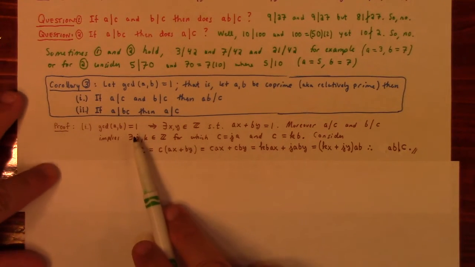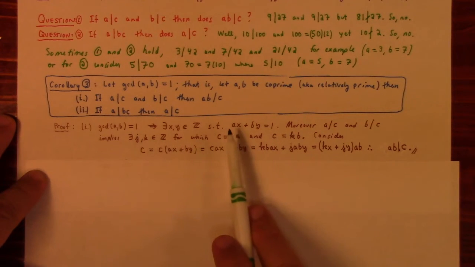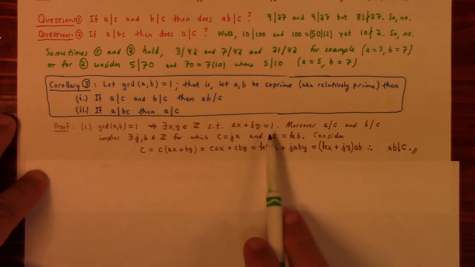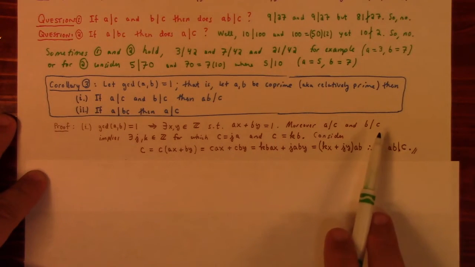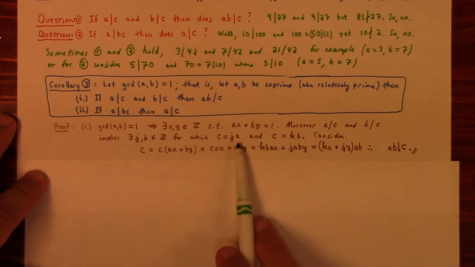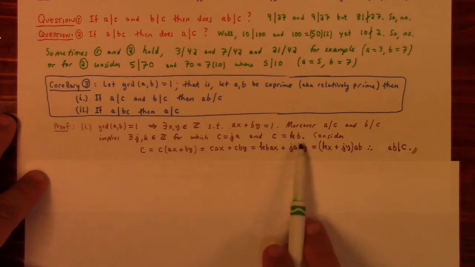So the GCD of a and b is 1. So by Bezout we can have ax plus by equals 1. But we're also assuming that a divides c and b divides c, right? Which means that c is a multiple of a and c is a multiple of b.